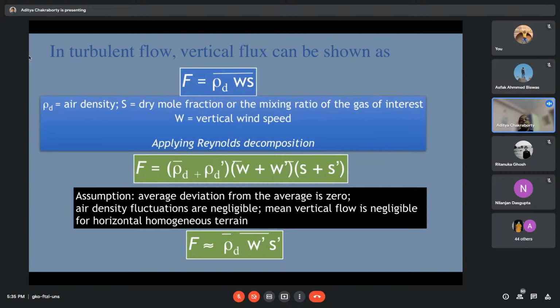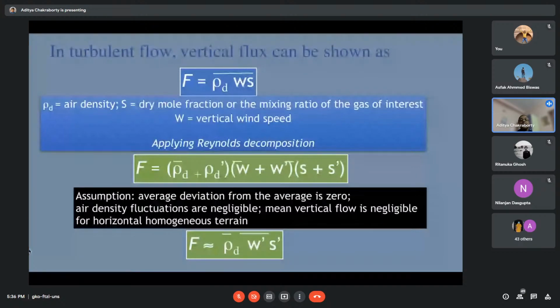So we can calculate it, but we have to do a series of these calculations, where we can get the ultimate value, which is given as F at the bottom. The technique is called Reynolds decomposition.